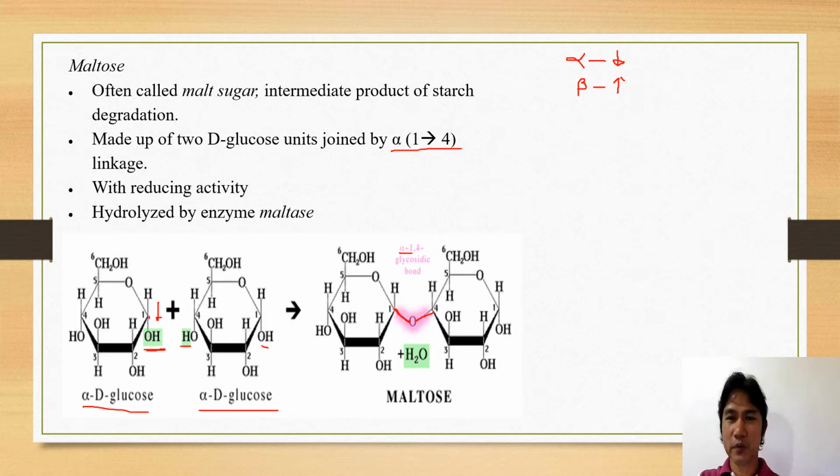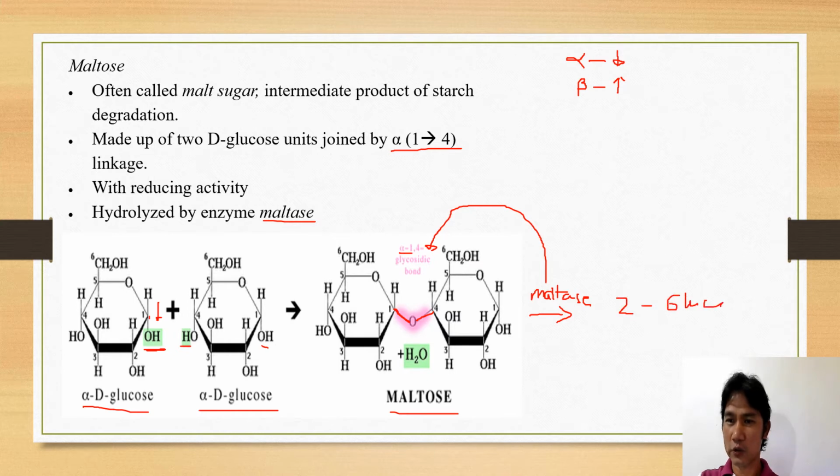Okay? So the maltose is hydrolyzed by an enzyme, maltase. Maltase breaks the glycosidic bond. So what happens when this glycosidic bond is broken? The products are two glucose molecules. That's what we mean by hydrolysis. The bond is cleaved or hydrolyzed by the enzyme maltase in the presence of water.